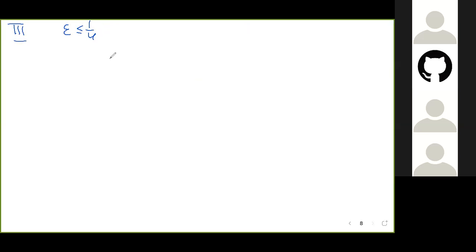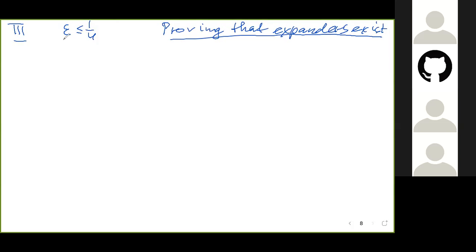Sorry, indeed. So it remains to perform the last step, proving that expanders, expanding graphs, exist. So recall that we need that epsilon is at most 1/4.